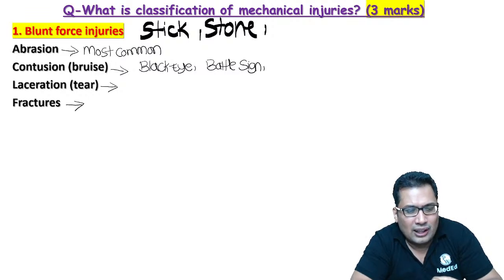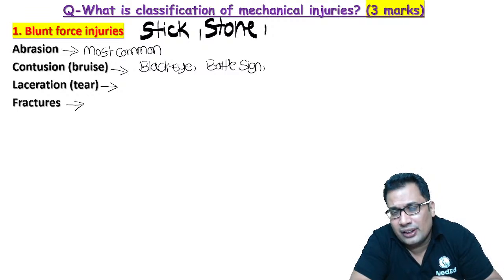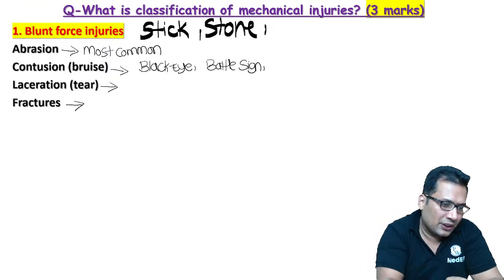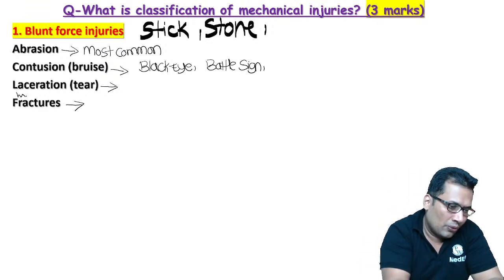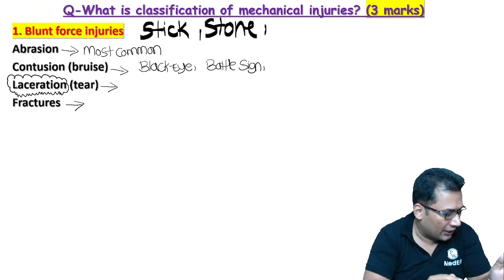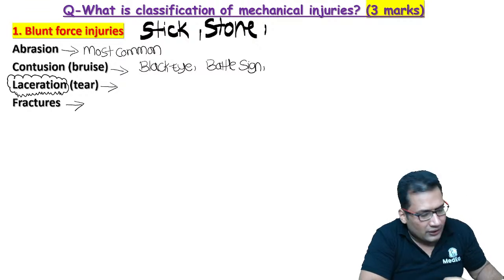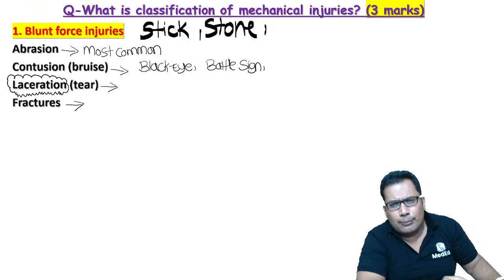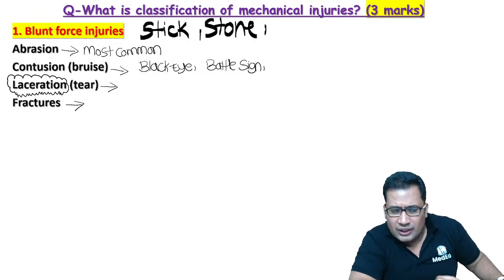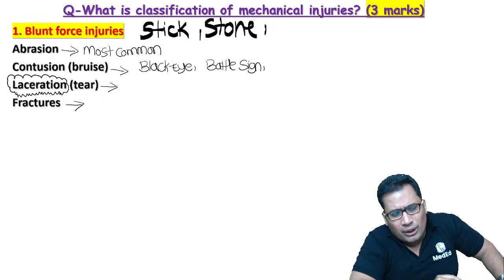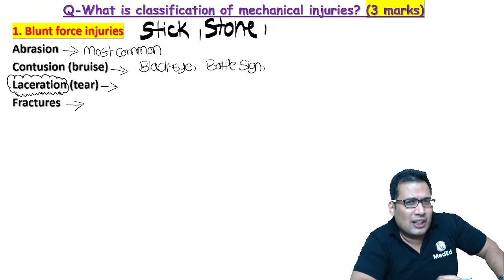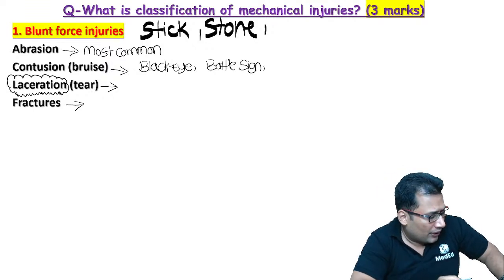The classification of laceration can be a 3 marks question. So what are the types of laceration? Anyone? Fractures are also caused by blunt force. Fracture can be caused by blunt force also, sharp force also, but usually it is blunt force. Sharp force usually causes amputation of the limb.